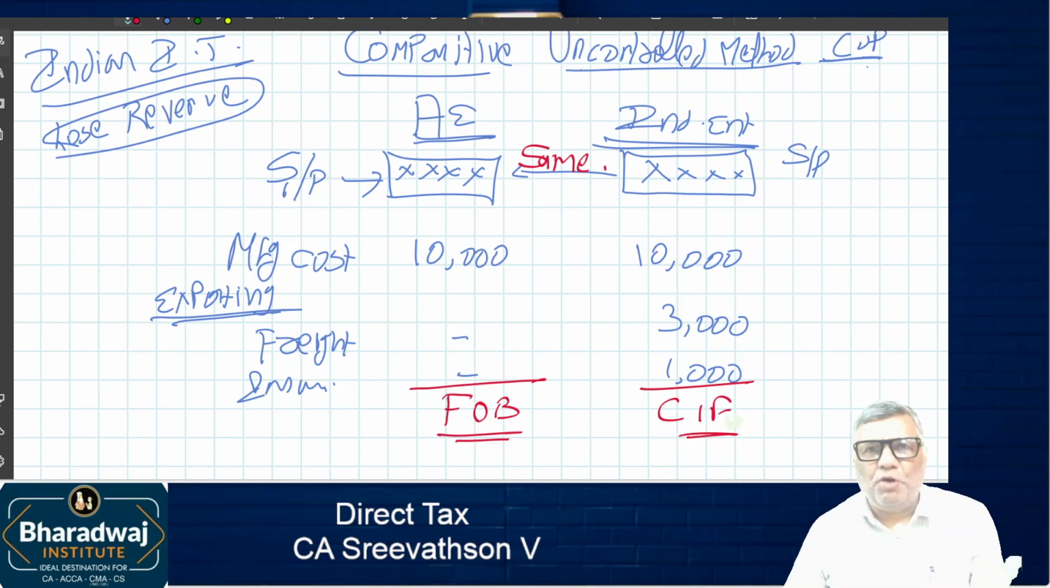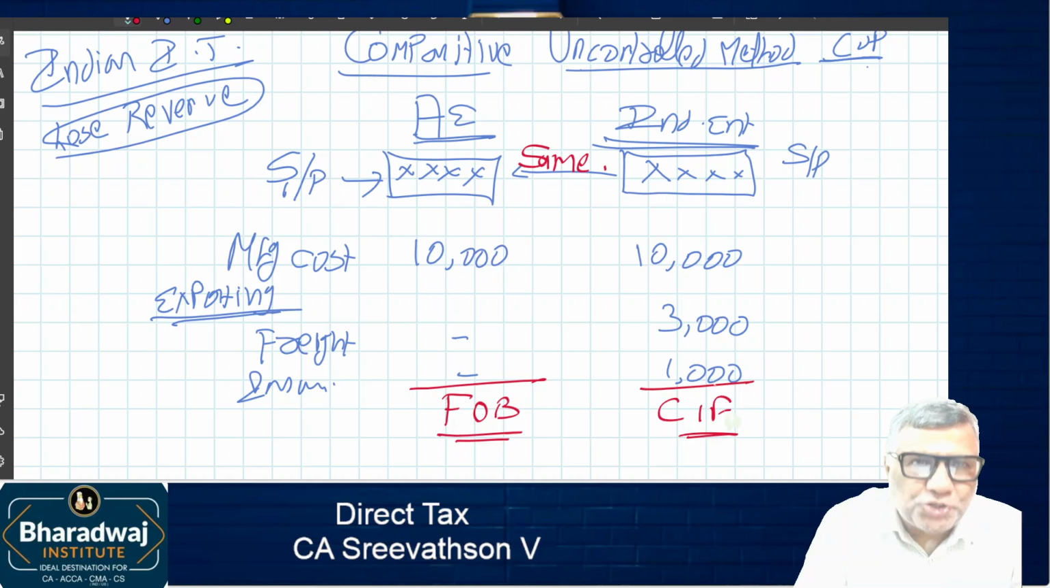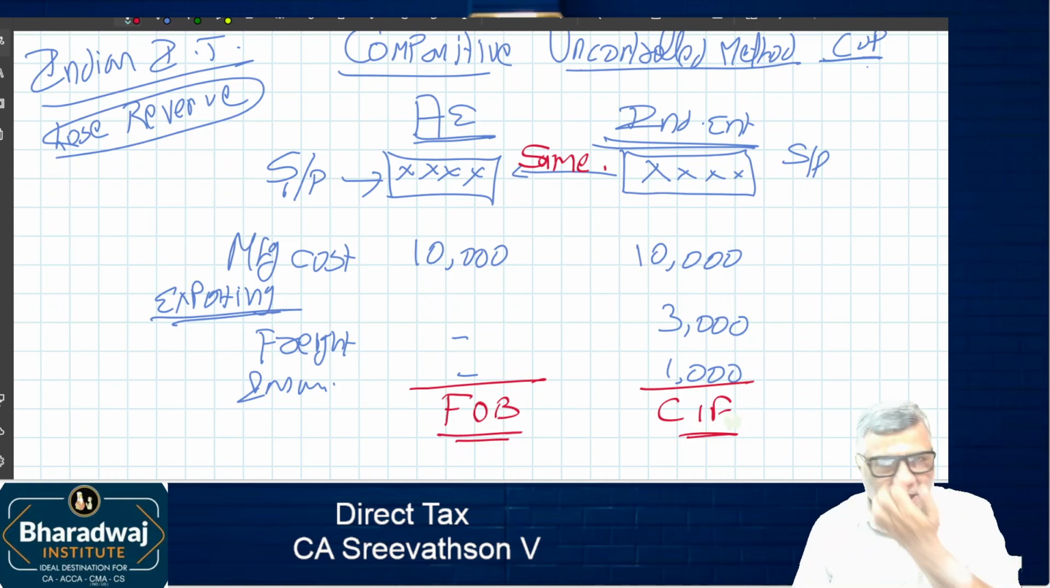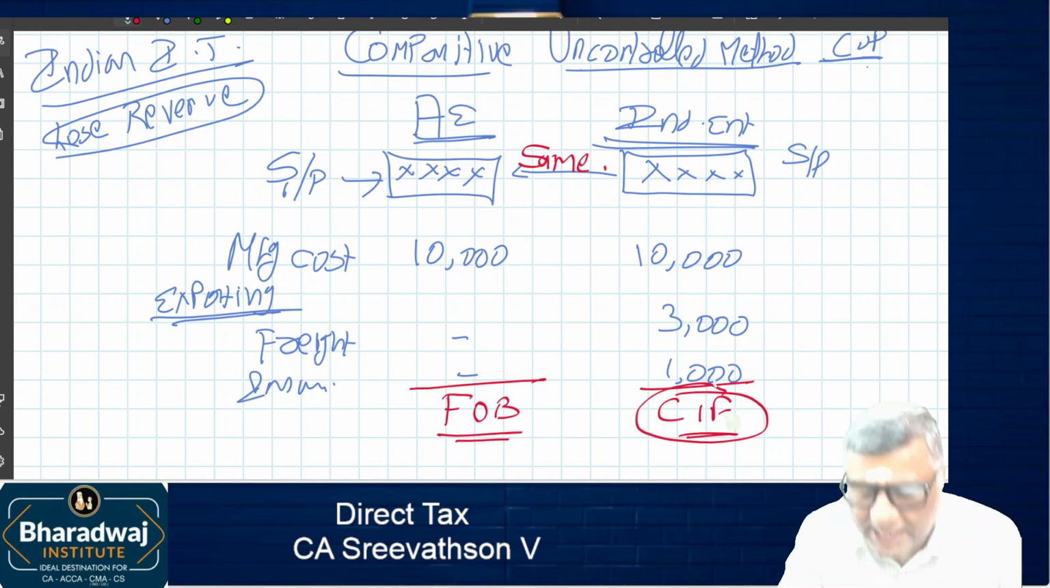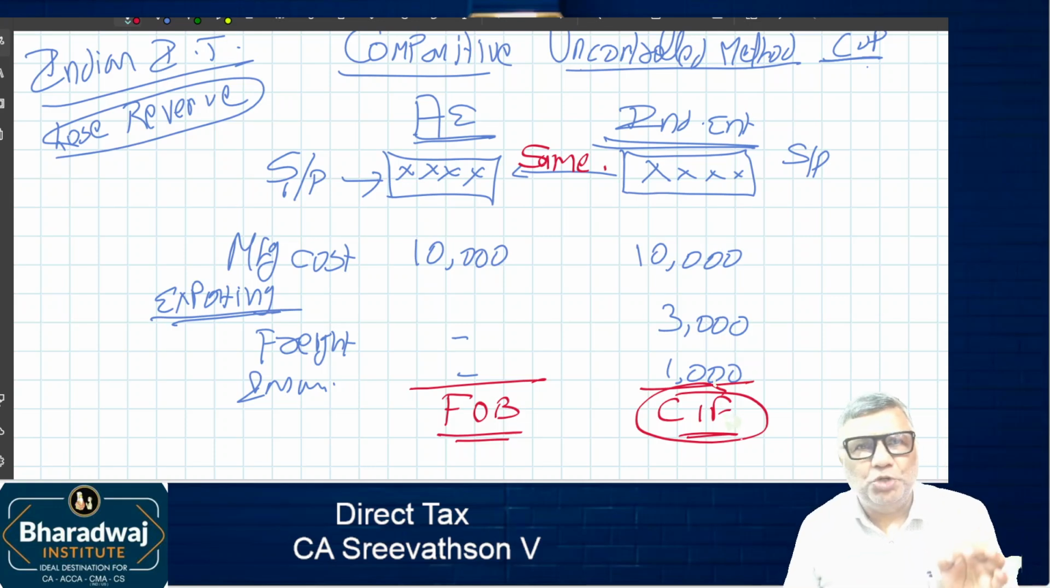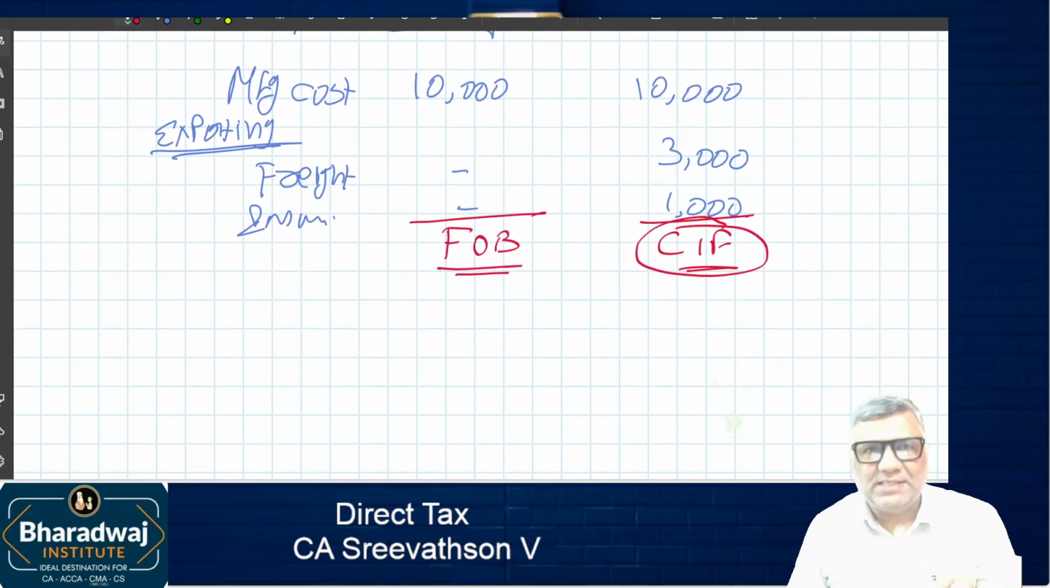I can call that FOB as COB also. Actually, I am sending it at cost, whereas with the other person, an independent party, I am incurring insurance and freight. To find out my associated enterprise's value, if I take my independent entity's value, I should reduce insurance and freight. The fundamental logic is I can only compare apple to apple.